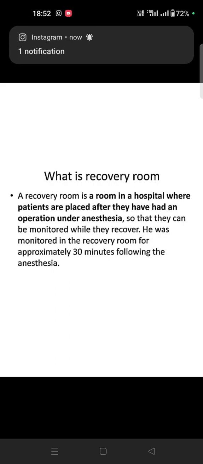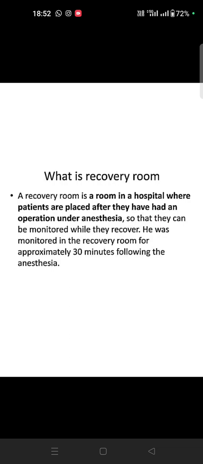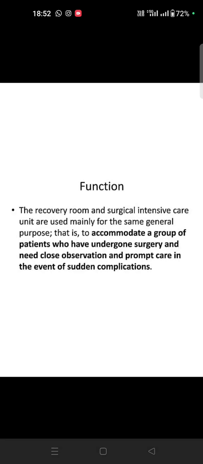That is where the operation and anesthesia are done, so they can monitor the recovery. The patient is monitored for approximately 30 minutes after surgery. So what is the function?